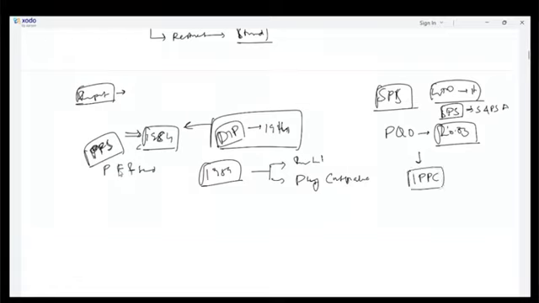IPPC is the International Plant Protection Convention. This is located at the headquarters of FAO. FAO, I hope you all know it, is the Food and Agriculture Organization, and this headquarters is located in Rome, Italy. These are the simple and straightforward questions that can be asked in the exam. So make sure to remember the different organizations that will come in the syllabus.